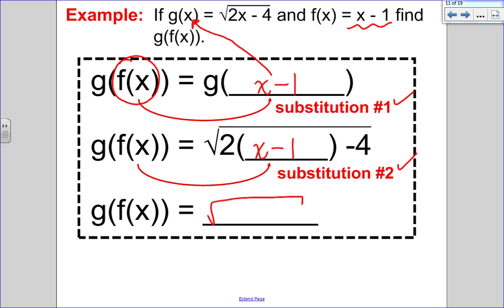So let's simplify now. This will be distributive property, 2x minus 2, and don't forget you have your minus 4. So that would really be the root of 2x minus 6. And that would be your final answer now that we've done our simplify.